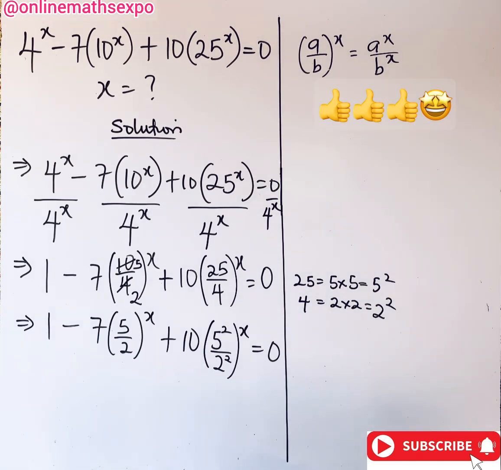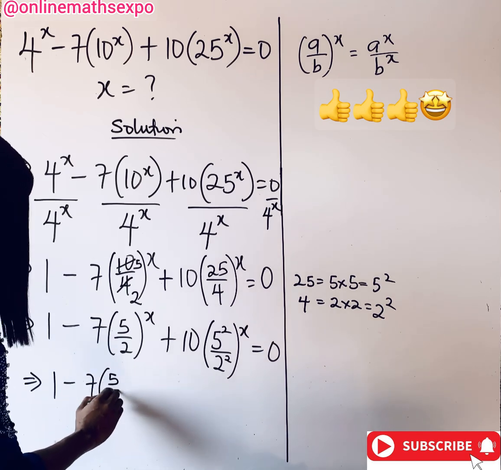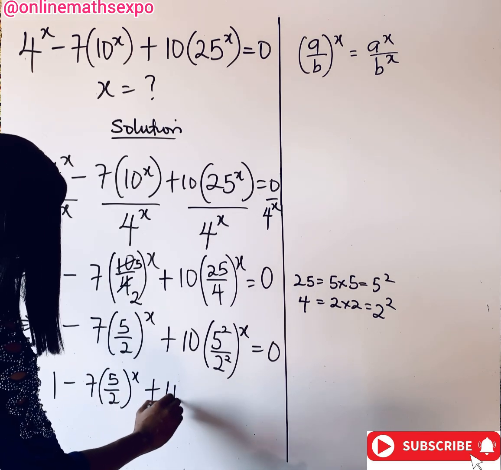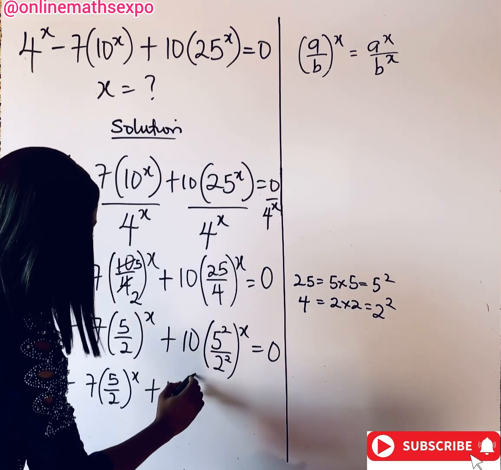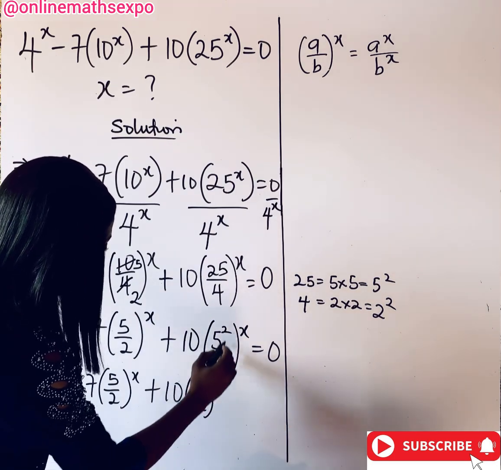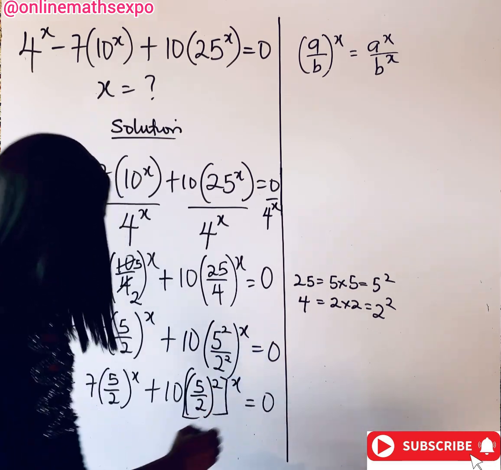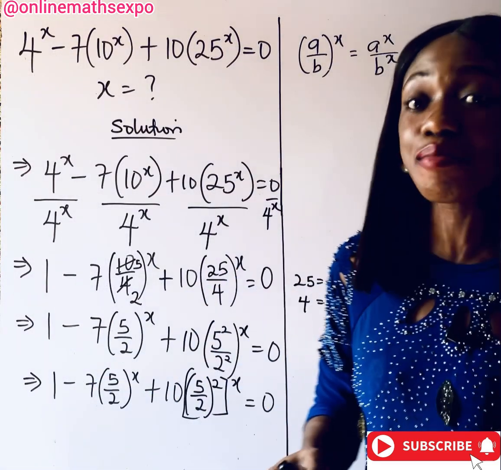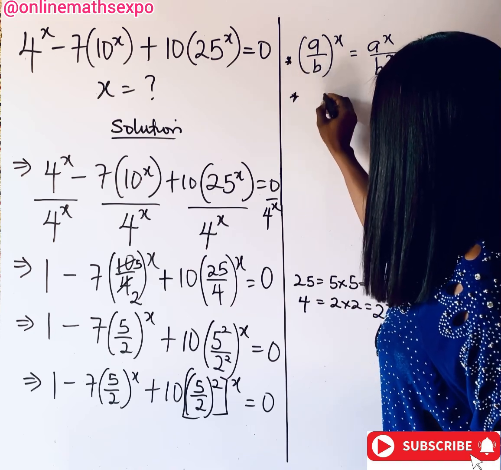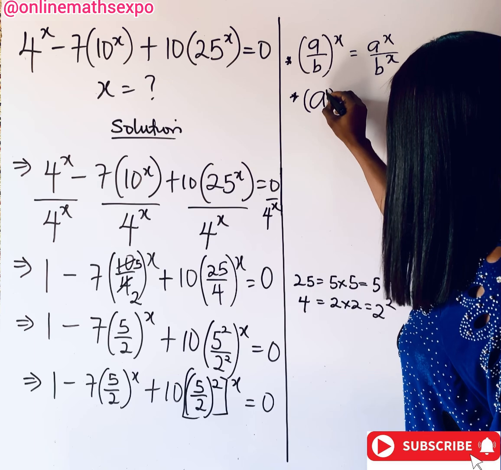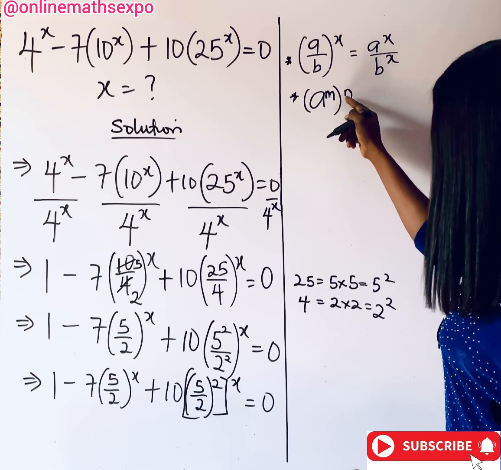Interesting. Now what do you do again? You simplify. So we're going to have 1 minus 7 into 5 over 2 to the power of x plus 10. Now, for this value inside, just obey this, so that you're going to have 5 over 2 to the power of 2, then raise it to the power of x is equal to 0. Interesting. Now, at this point, let me remind you of another tip you should know when it comes to exponents, which says when you have a raised to power of m, and this is raised to another power n.